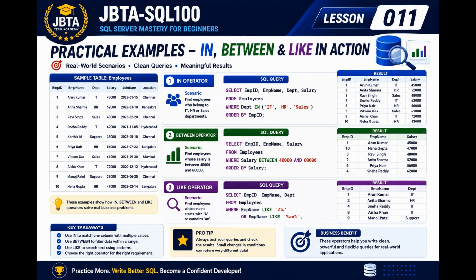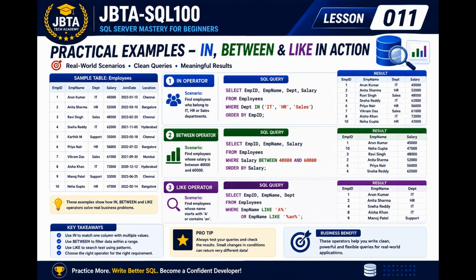Now let's see how these operators are used in real-world SQL applications. Learning the syntax is important, but knowing when to use each operator is what makes you a better SQL developer. Let's start with the IN operator.